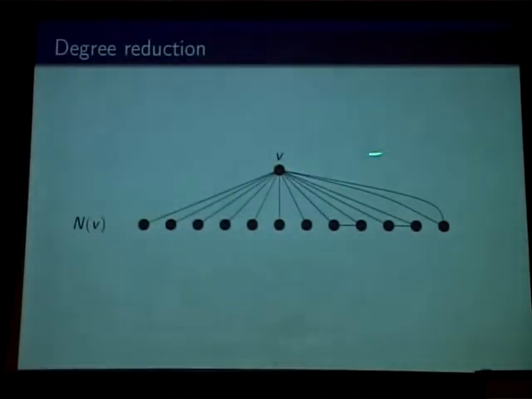So assume we have a vertex v such that the neighborhood of v is of some big size, beta k, where beta is very, very large. For instance, 100. I think that 10 will suffice, but think of beta as very, very large. So I will forget some neighbors of v in order to make the situation simpler.